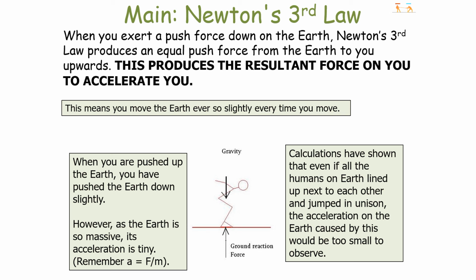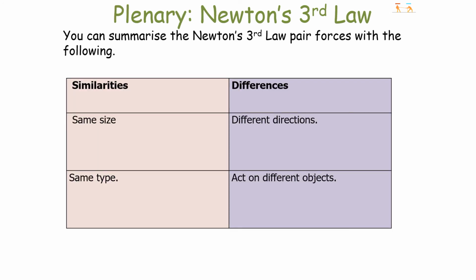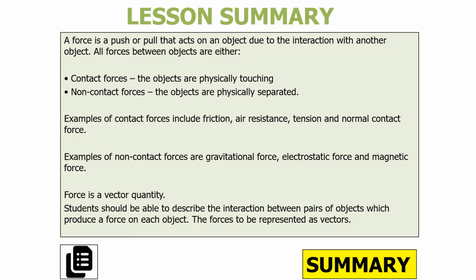Now calculations have shown us that even if all humans on earth lined up next to each other and jumped in unison, the acceleration on the earth caused by this will be too small to observe. So let's summarise what we know about Newton's third law pair forces. How are they similar? They are the same size with the same type, but they act in different directions and act on different objects. So let's summarise what we've learned in today's lesson.